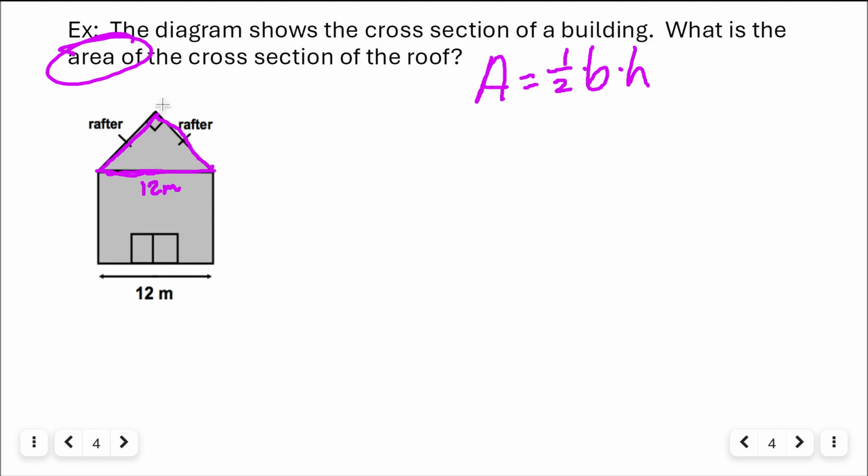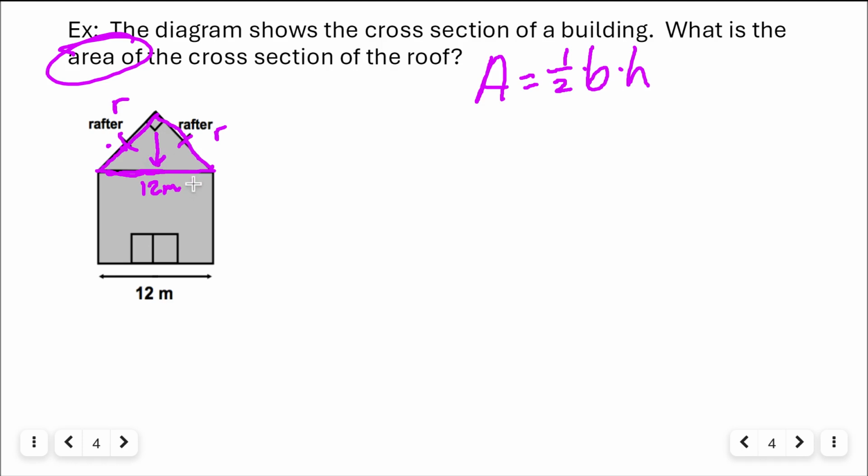So I don't know how much this side is. So I'm going to call it R for rafter. Why not? Okay. So if I call that R, now remember, these marks mean that these two sides are congruent, right? They're equal to each other. They have the same measure. So if this side is R, that makes this side R. And now I'm going to use the Pythagorean theorem to figure out what R might be.